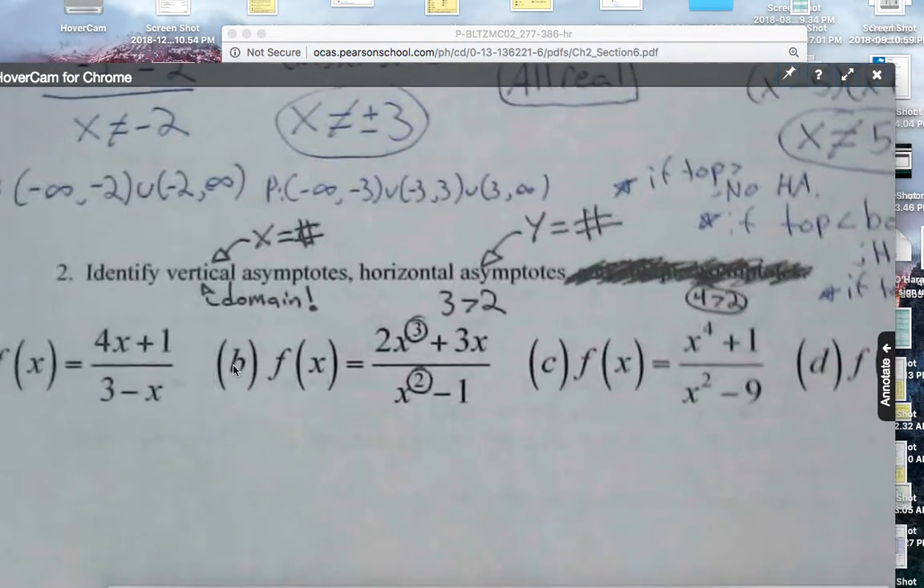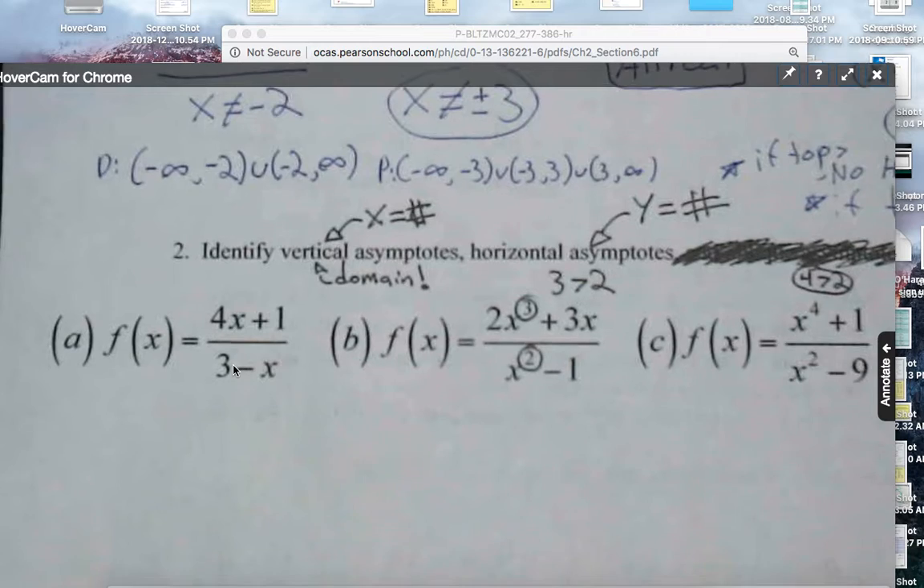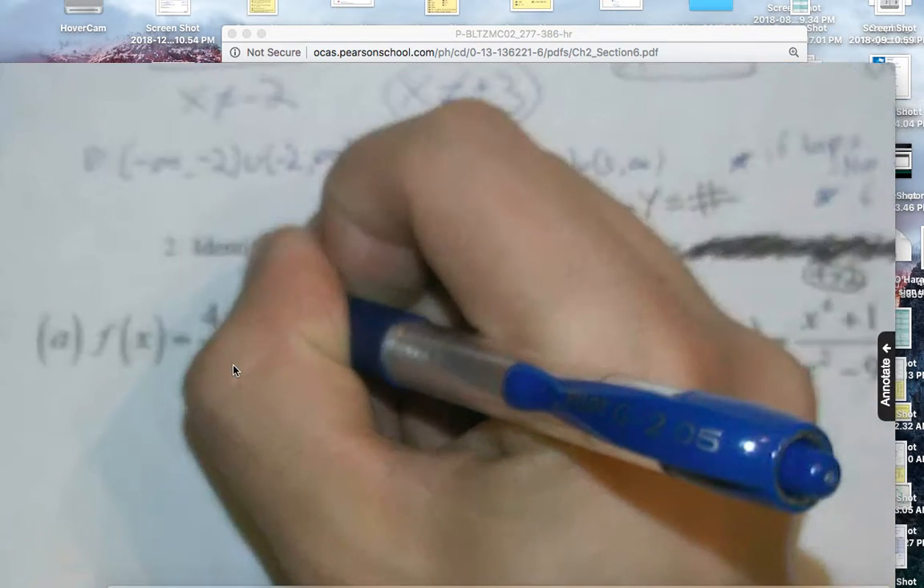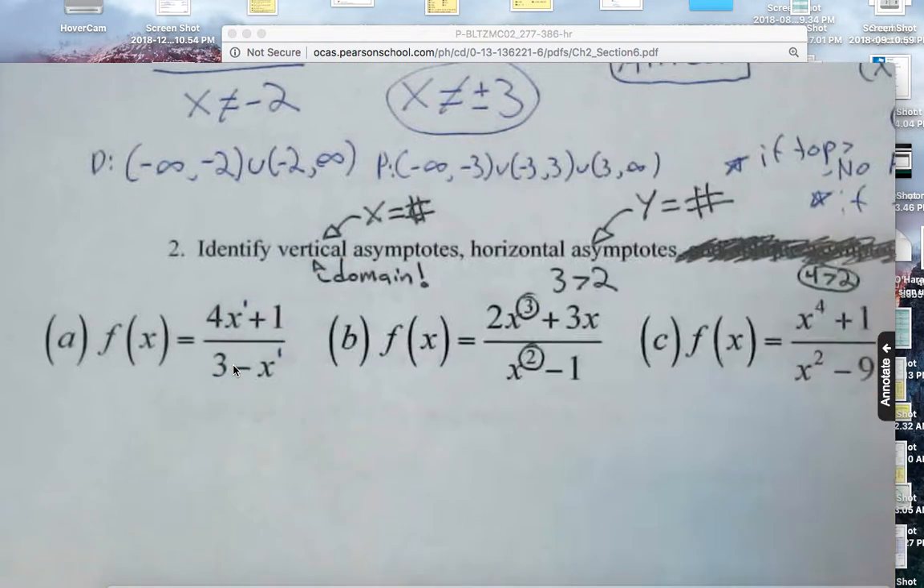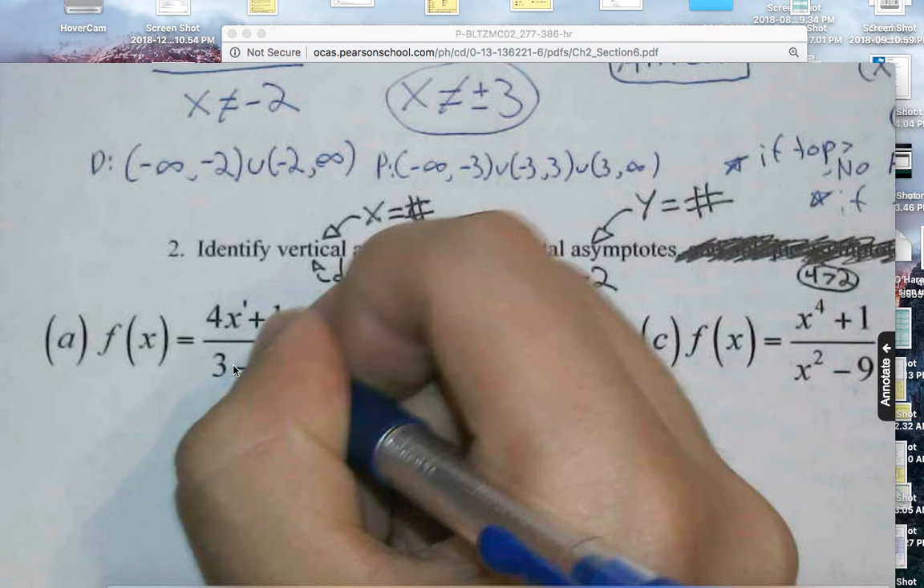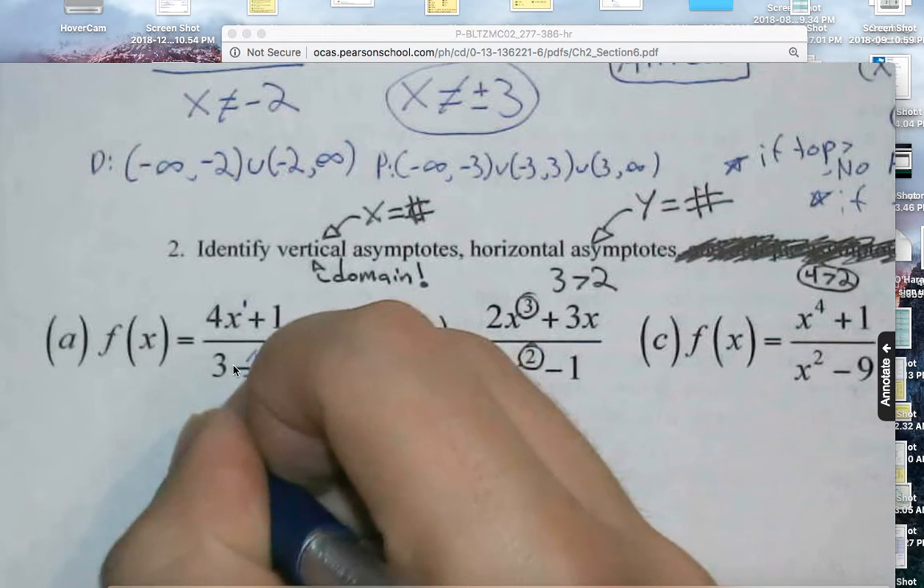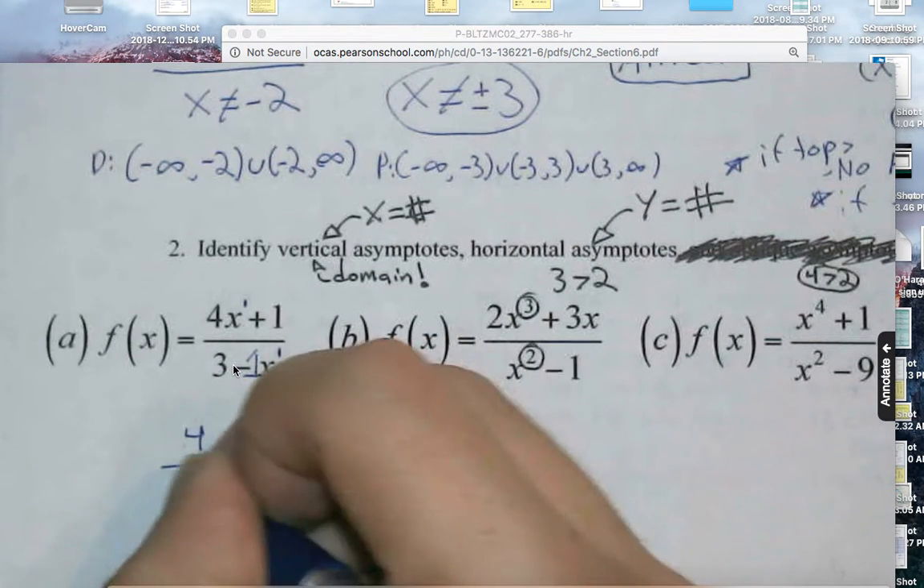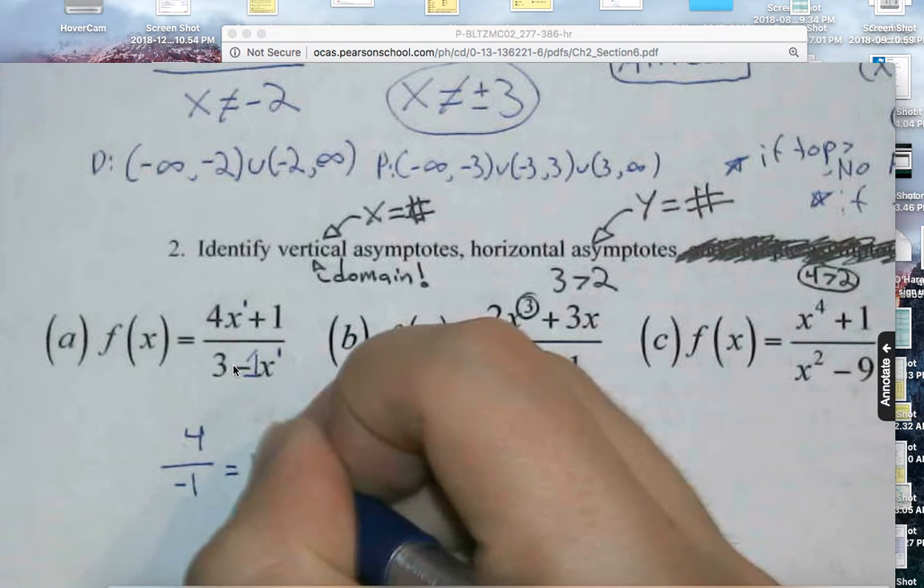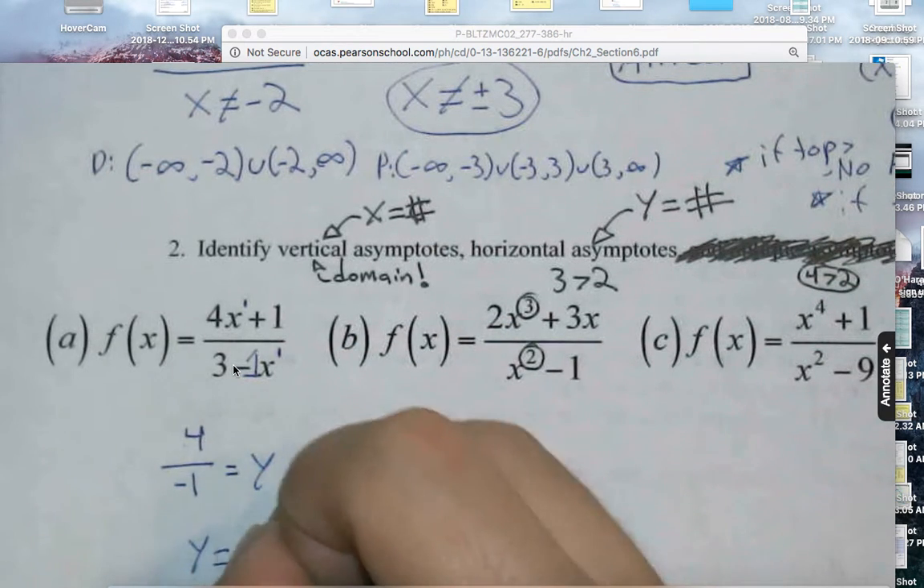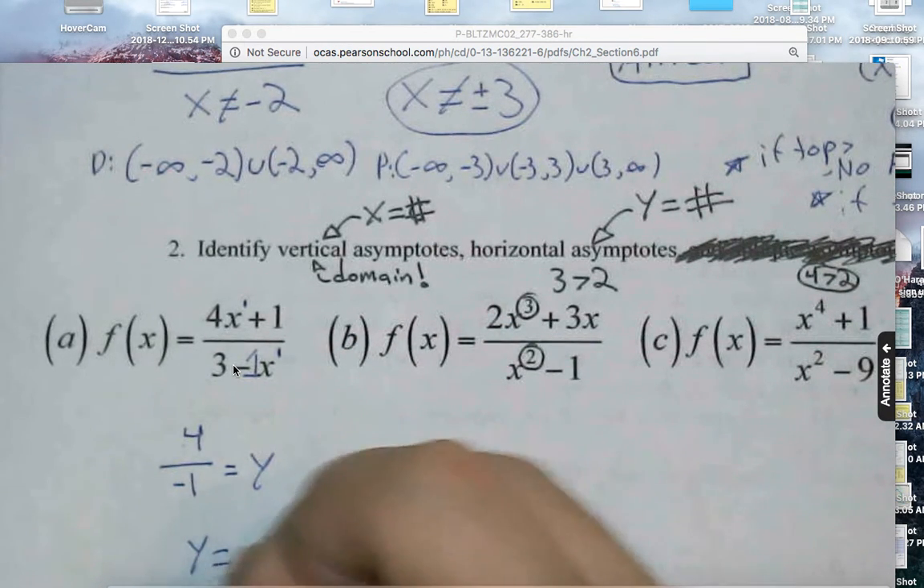So if we look closely for the first one, we see that we're dealing with x terms of 1 and 1. So what this means, they're equal. Top and bottom are equal. We can just take our coefficients of the top, which is 4, over negative 1. This should be y. So we have a horizontal asymptote when y equals negative 4.